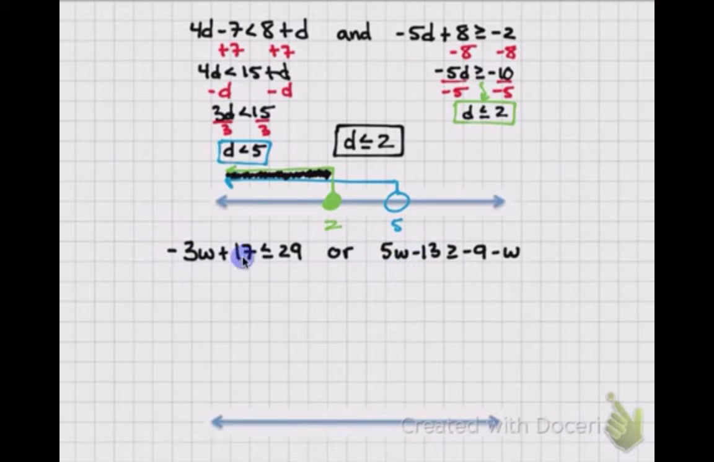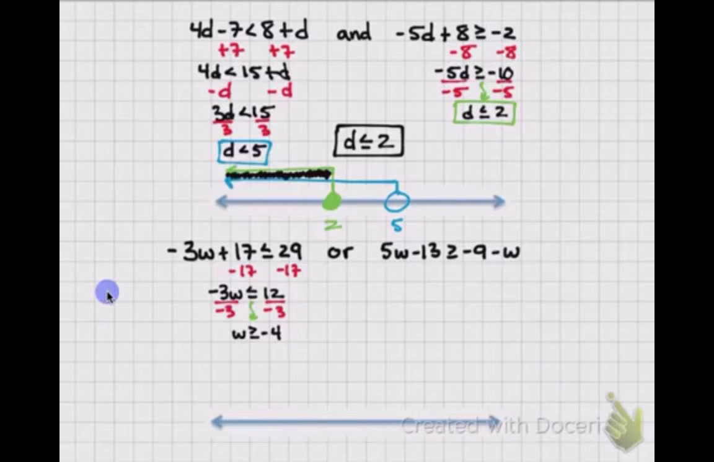The first thing we're going to do is solve this guy individually and then solve this guy individually. So for negative 3w plus 17 is less than or equal to 29, let's subtract 17 from both sides. We end up with negative 3w is less than or equal to 12. When we divide by negative 3, definitely want to remember that the inequality sign is going to flip directions. I'm going to write that first. So we've got w is greater than or equal to negative 4. All right, first inequality solved.